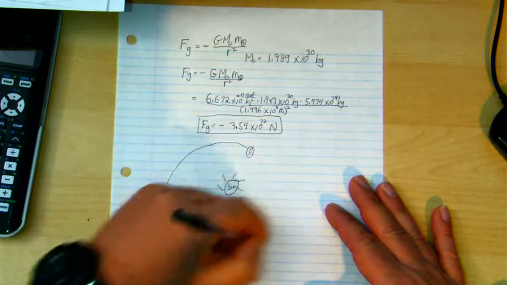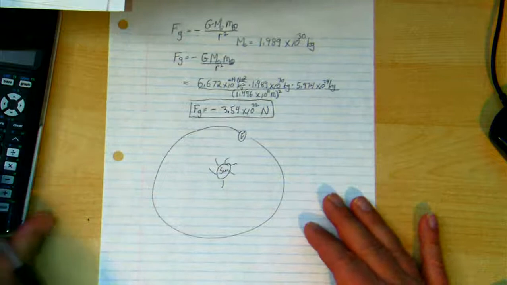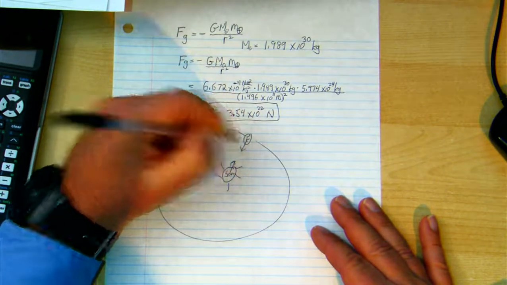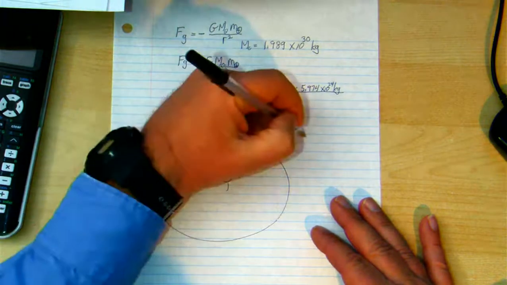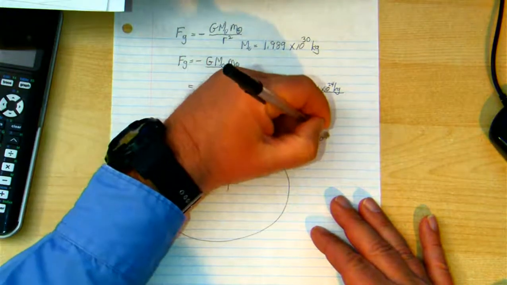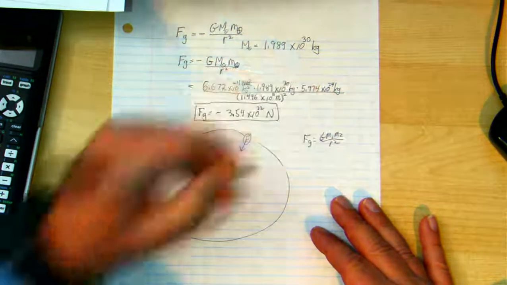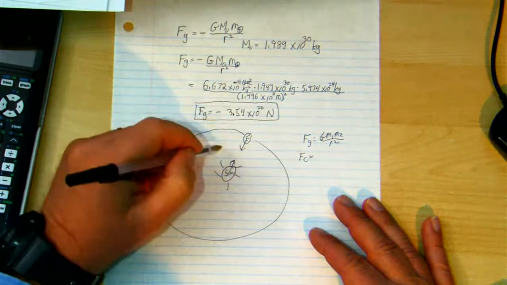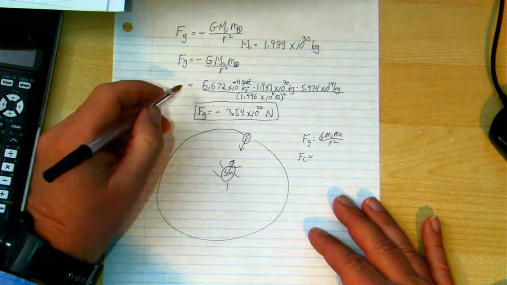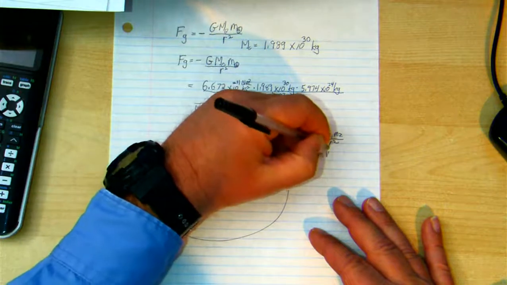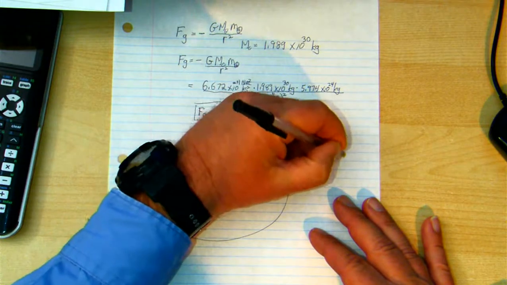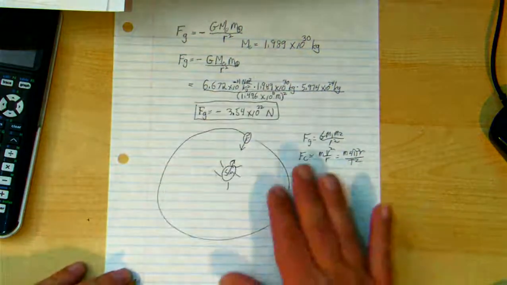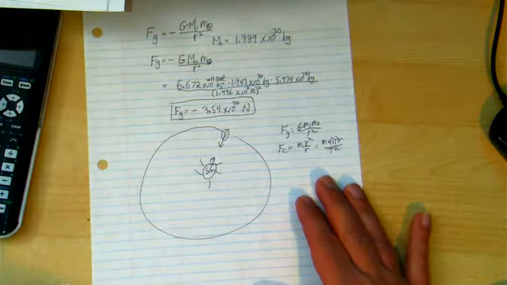The Earth is in a circular orbit around the Sun. The gravitational attraction between the Earth and the Sun is given by G m1 m2 over r squared. The centripetal force needed to force the Earth into a circle instead of going off at a tangent is m v squared over r, or m 4 pi squared r over T squared. Either way you want to express the centripetal force.